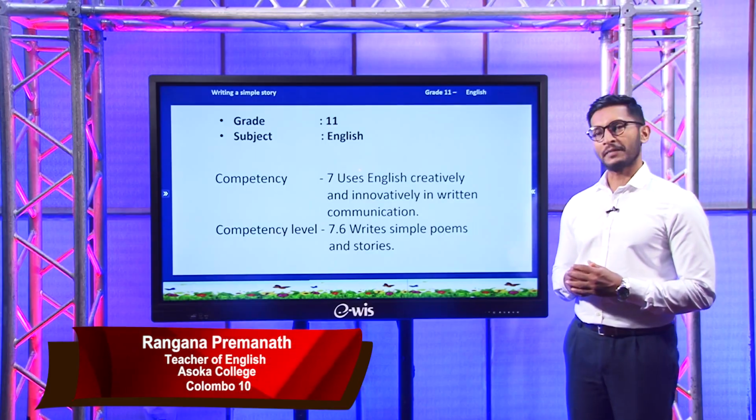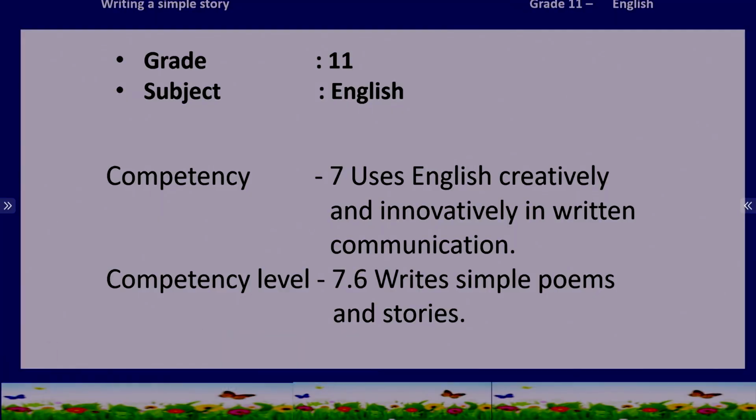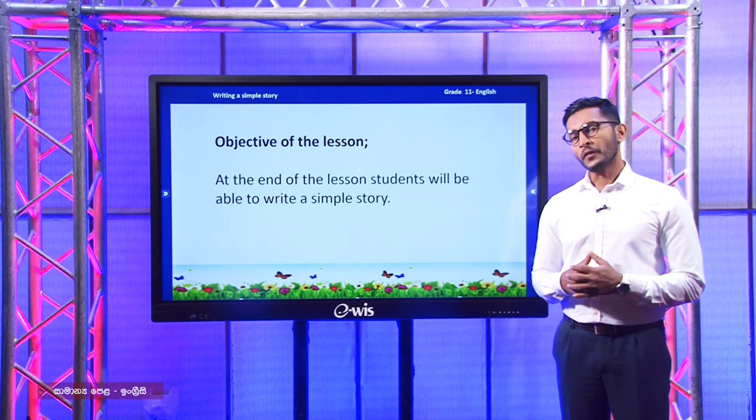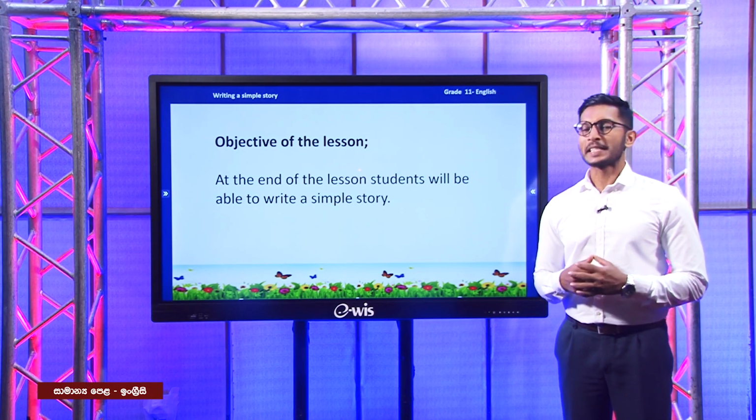I'm meeting you today with another interesting lesson on writing. Our lesson today is based on competence level 7.6, write simple poems and stories. At the end of this lesson, you'll be able to write a simple story. To begin with our story, I have given you 3 pictures.